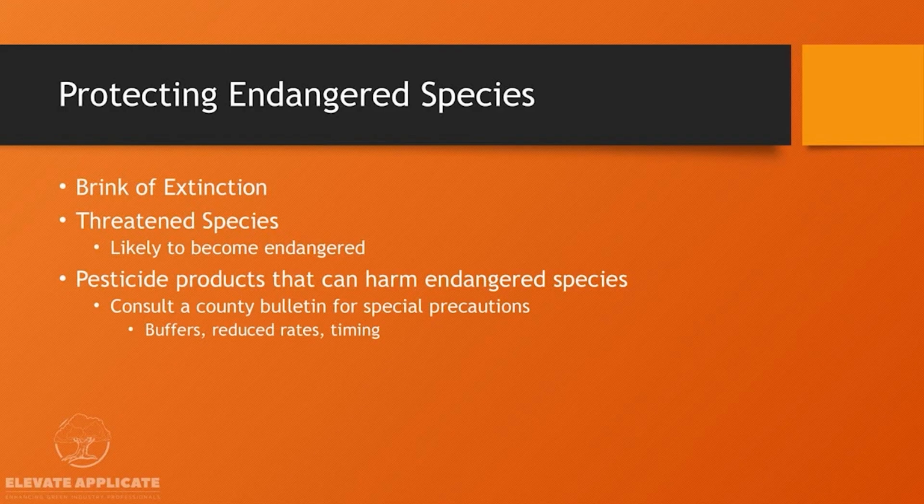So we need to protect endangered species. What are endangered species? Well, they're on the brink of extinction, which is not good. Threatened species are likely to become endangered species. You might as well classify them as endangered if they're going to become it. Pesticide products can harm endangered species. Consult county bulletins for special precautions. Look at your endangered species in your area and create buffers, reduce rates, and adjust timing to protect those endangered species or threatened species.